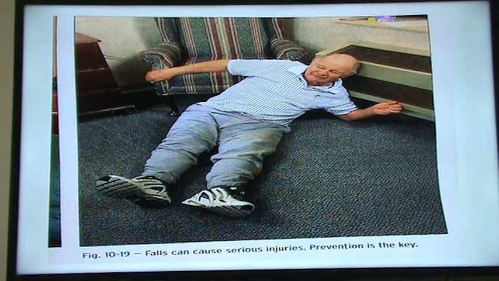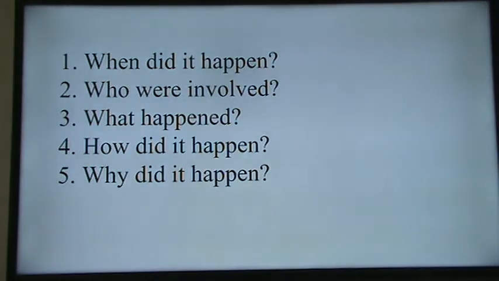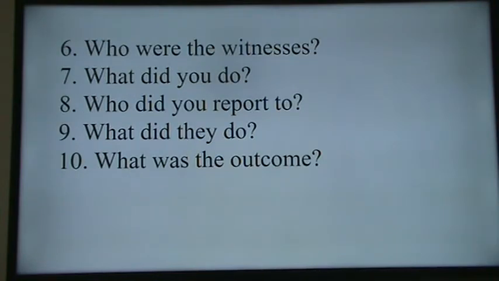All right. So, when you're writing an incident report, think of these 10 points you're going to add. You basically must address these 10 points. When did it happen? Who were involved? What happened? How did it happen? Why did it happen? Who were the witnesses, if any? Sometimes there was no witness. What did you do? Very important. What did you do?